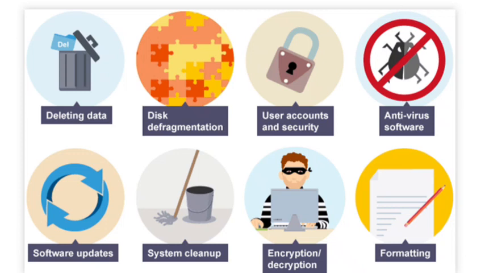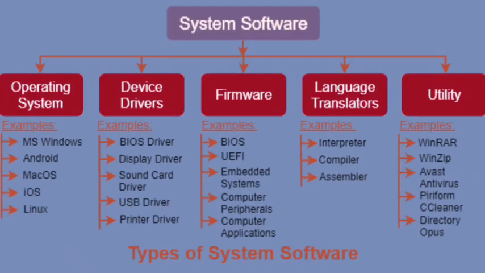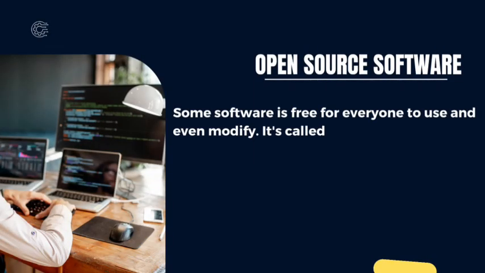We also have utilities. Utilities are helping software that help run the entire system. A good example is your antivirus. We have your disk defragmentation and the likes. This gives you a proper overview of how the system software is and what it entails. You can see the operating system listing out MS Windows, Android, Mac OS, iOS, Linux, and the likes. You can see device drivers, you can see firmware and the likes.